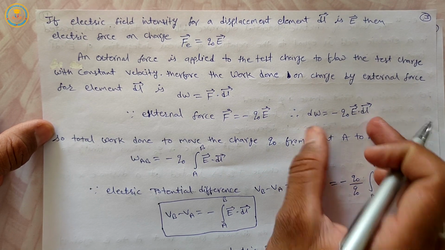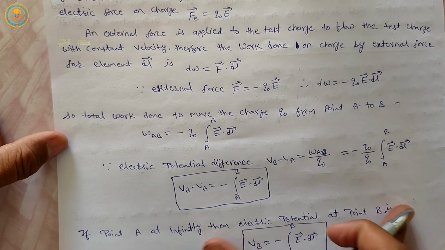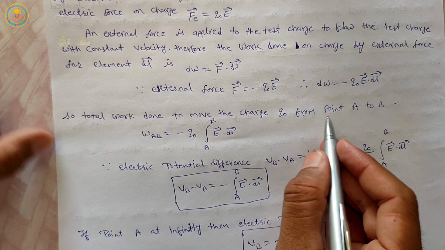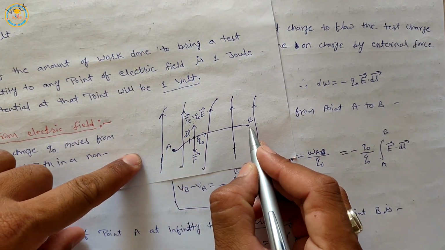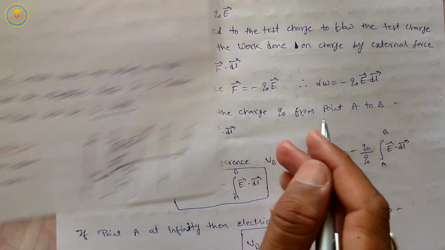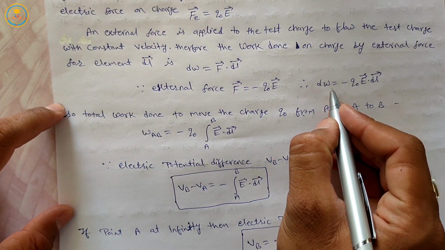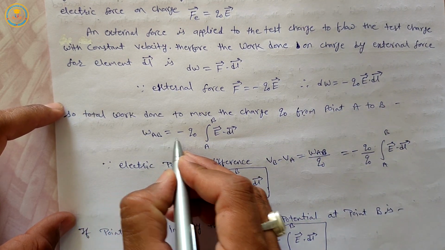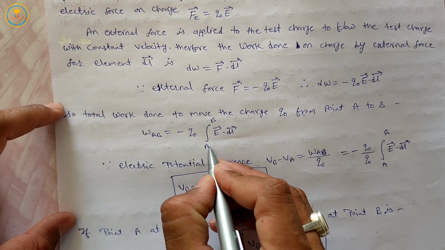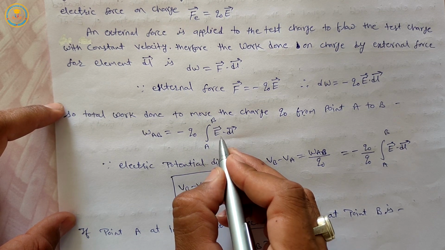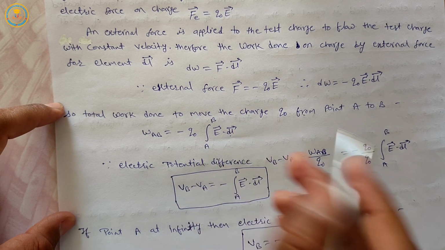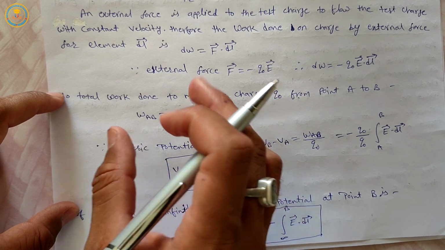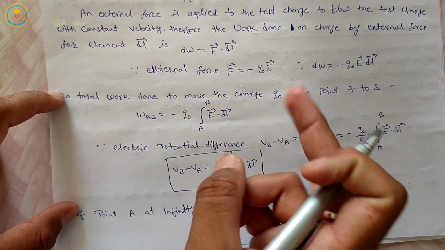But we determine the total work done. So the total work done to move the charge q naught from point A to B: integrating this equation on both sides, we get the work done W_AB is equal to minus q naught times the line integral from A to B of E vector dot dl vector. This is the total work done to move the test charge from one point to another point.